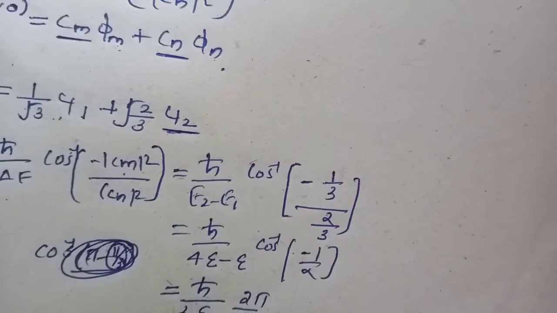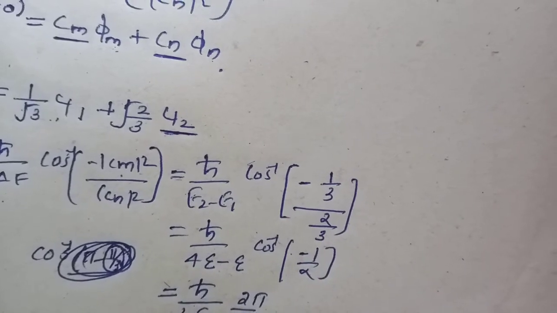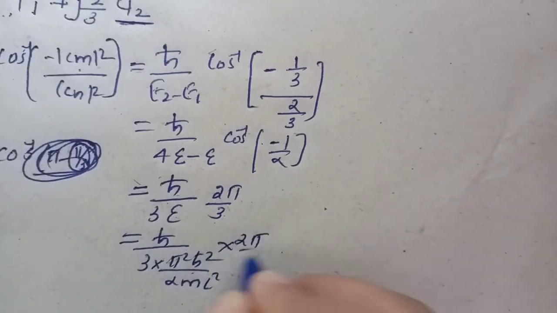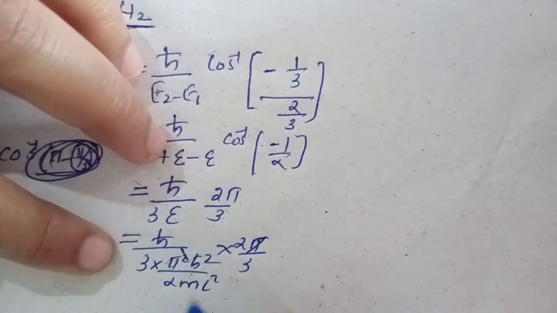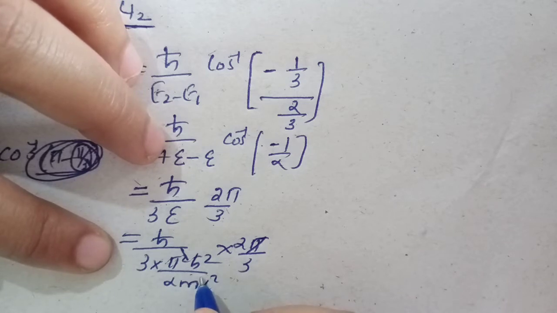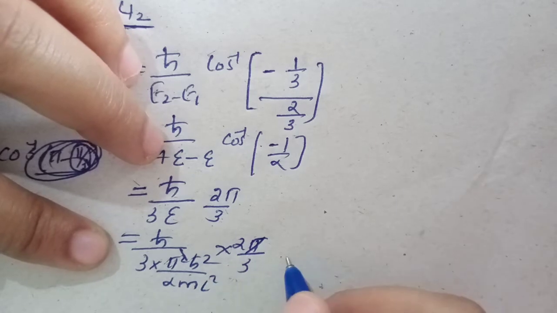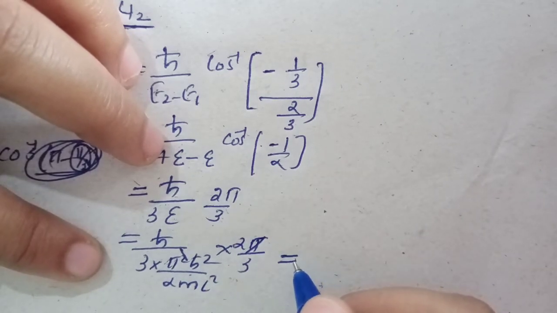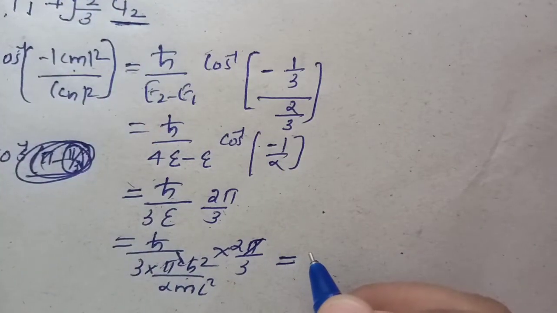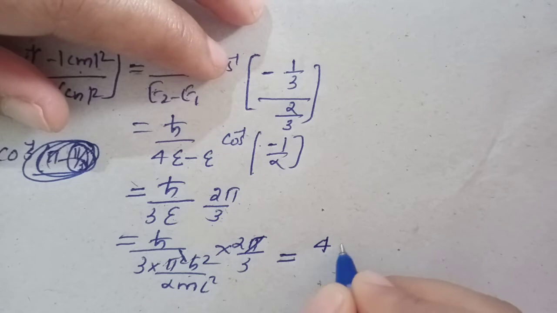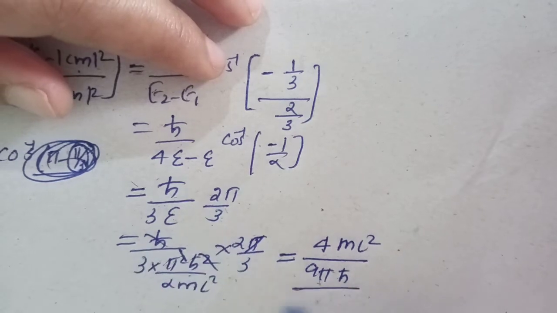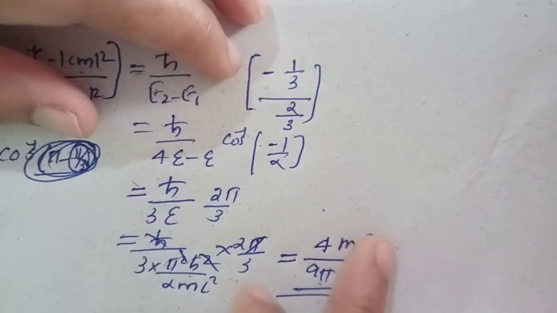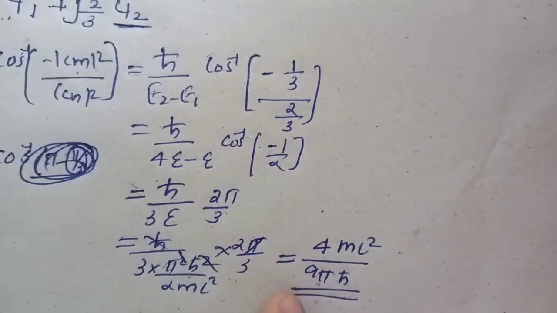So substituting that h cross divided by 3 epsilon, we know that pi square h cross square divided by 2 ml square into 2 pi by 3. So we can cancel pi. After simplification we got 4 ml square divided by 9 pi h cross.